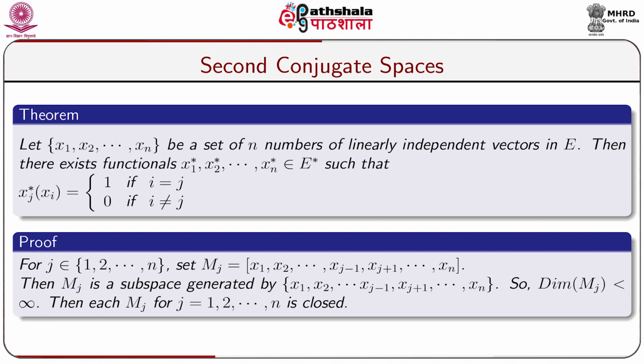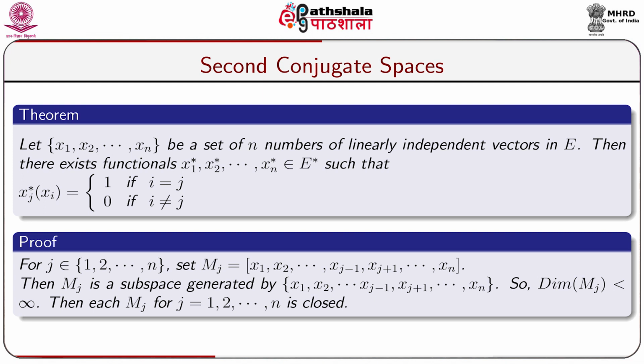Now, let us take a theorem. Let x1, x2, ..., xn be a set of n linearly independent vectors in capital E. Then there exist functionals x1 star, x2 star, ..., xn star belonging to E star such that xj star of xi is equal to 1 if i equals j, and xj star of xi is equal to 0 if i is not equal to j.